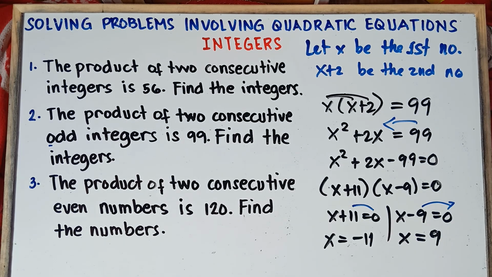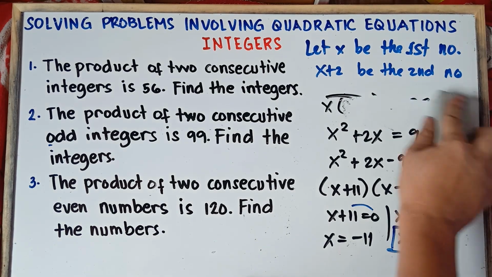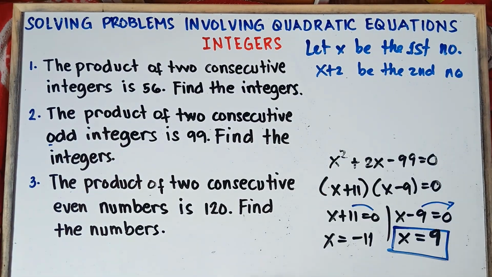Once again, class, if you're dealing with problem solving, you need to get the positive value for x. So therefore, our answer is positive 9. And this will be the value of x. Once again, class, always select the positive answer for x. So our x is equal to 9.